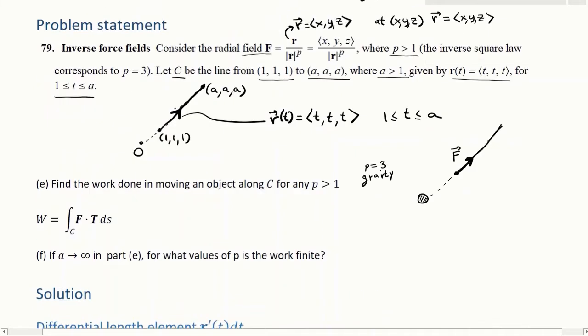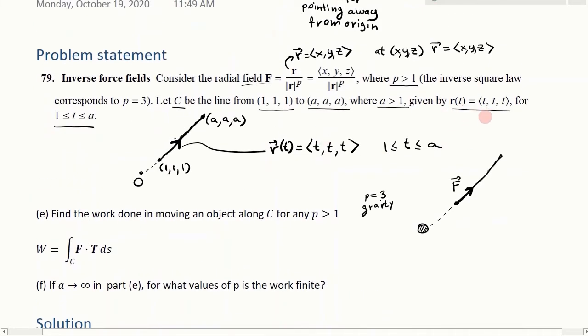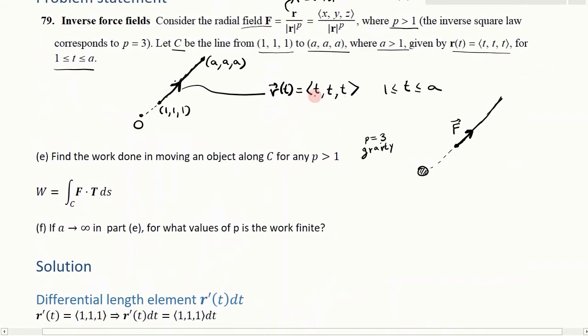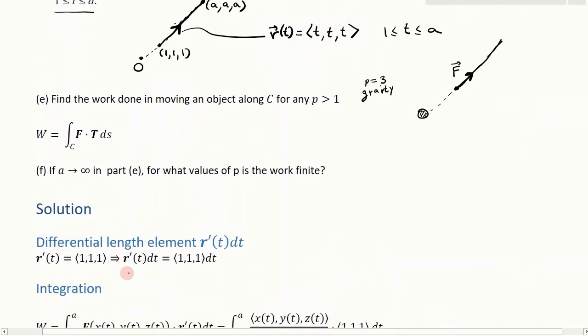They already parameterized the line for you. From this, you can get the differential length element, which is r prime dt. r prime equals 1, 1, 1. All I did is I took this and I differentiated with respect to t. So the differential length element is 1, 1, 1 dt.